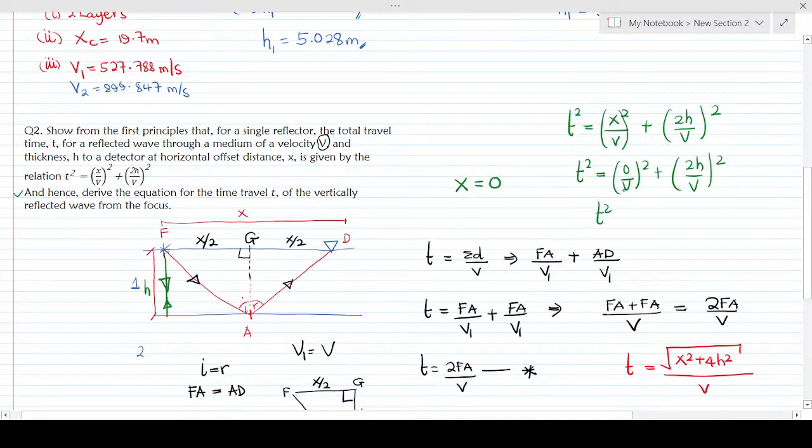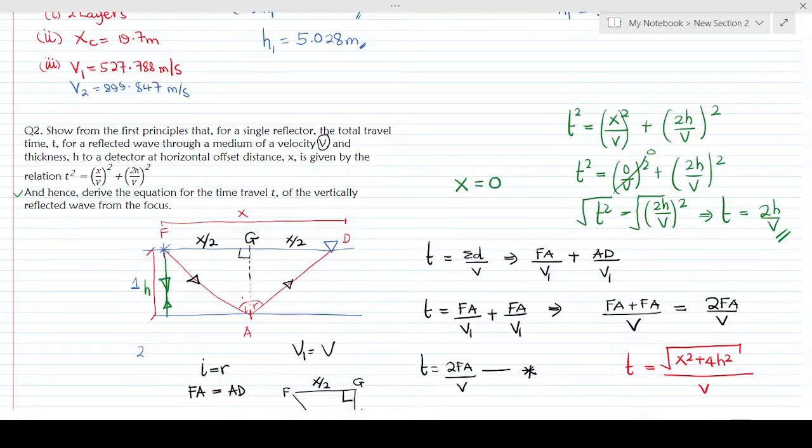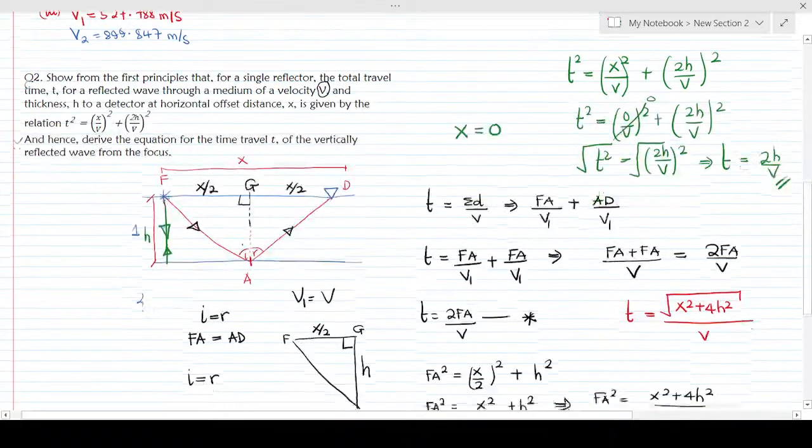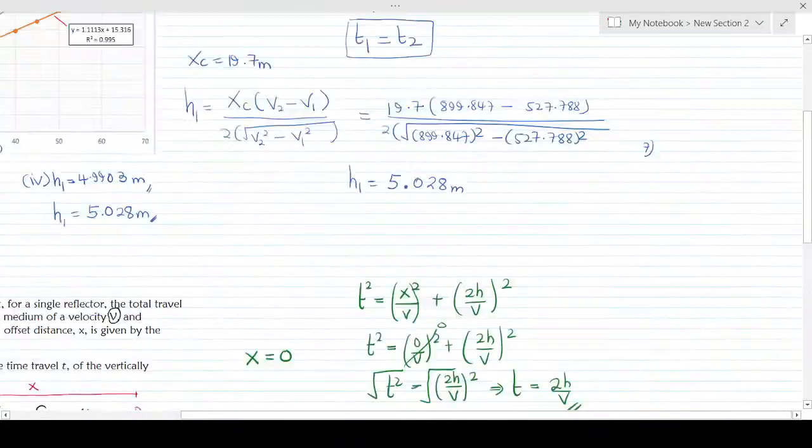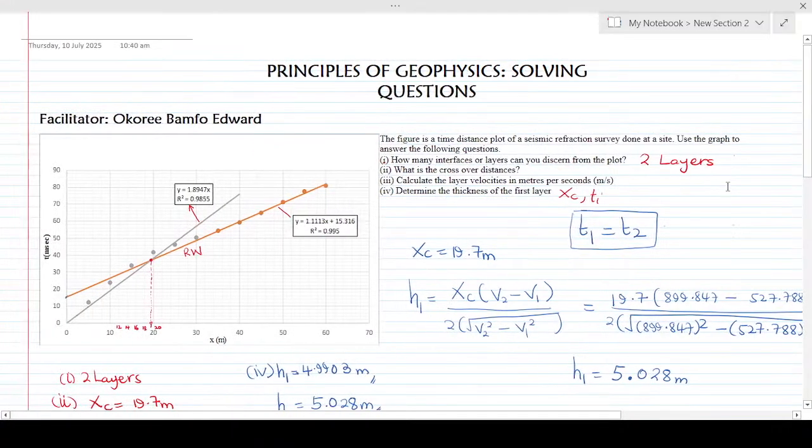And so T squared, this will go to 0, and so I'm going to get T squared equals 2h over v, all squared. And so T is equal to 2h over v, because I find the square root of both sides. So this is the equation for the time travel T of the vertically reflected wave from the focus, right? So basically we are done with these questions, but I want to add maybe some theoretical question.